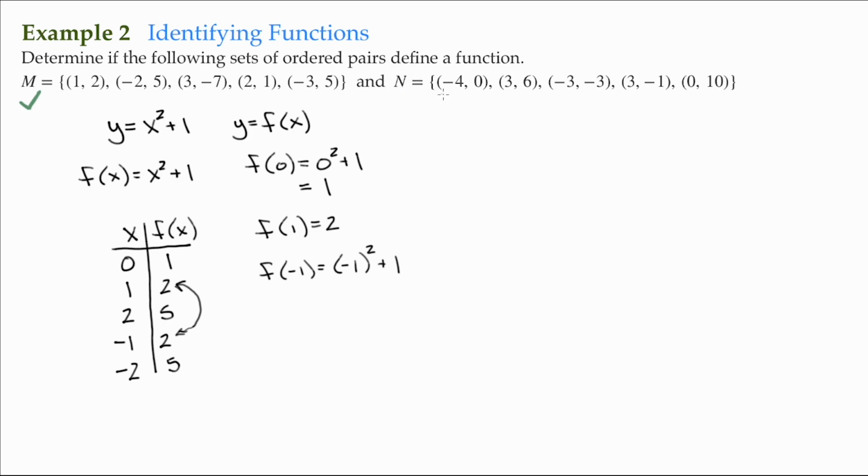If we look at N, and these ordered pairs here represent the relationship of a function, I've got a -4, a 3, a -3, a 3 again. So I have a 3 here for an input and a 3 here for an input. The same input value, but 2 different output values. That's impossible. I cannot input 3 for whatever this function is. I cannot input 3 and get 6 and input 3 and also get -1. That's impossible. So since that's impossible, this would not represent a function. And there we go.